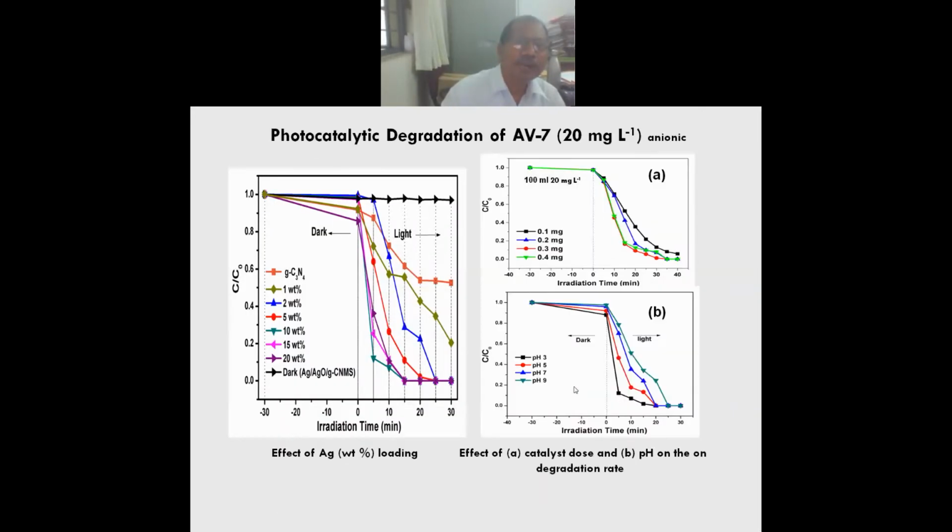The photoactivity of these different catalysts is performed using AV7, acid violet 7, which is an anionic dye. These are the degradation experiments, and the highest degradation efficiency is for 10 atomic percent AGO loaded on GIS-3 and 4. This is the 1%, 2% loaded AGO on GIS-3 and 4, and the 10% shows the maximum efficiency.